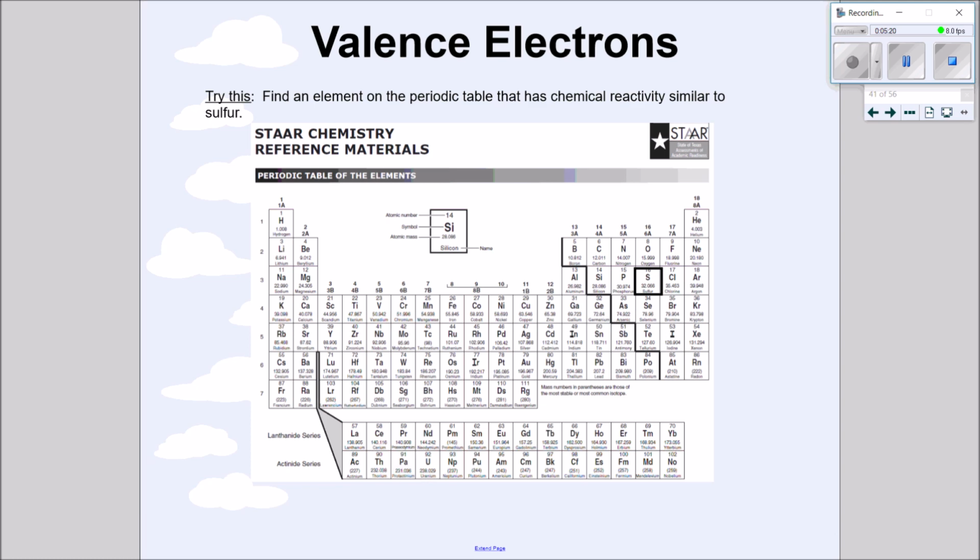Now let's try this. Find an element on the periodic table that has chemical reactivity similar to sulfur. This is sulfur. It is element number 16 on the periodic table. It is in group 16, and it will have 6 valence electrons. Any element that is within group 16 will then also have 6 valence electrons and a similar chemical reactivity.